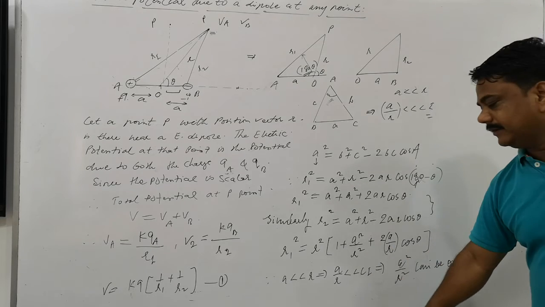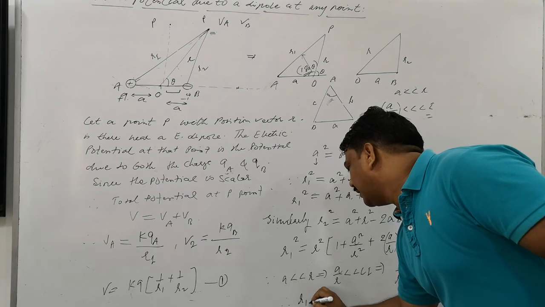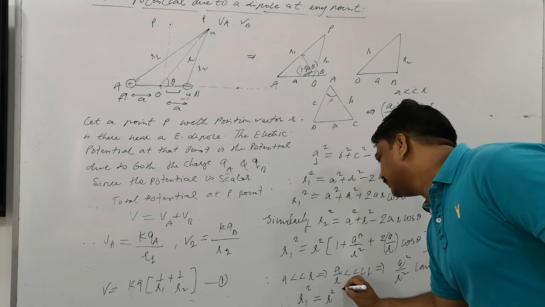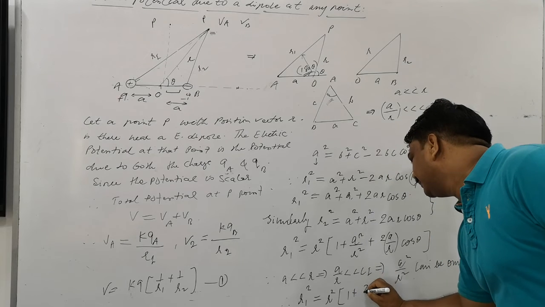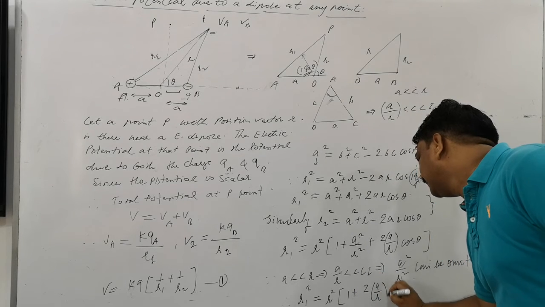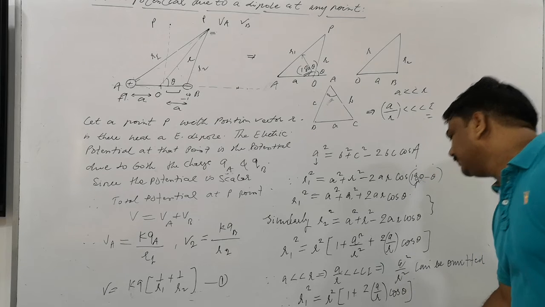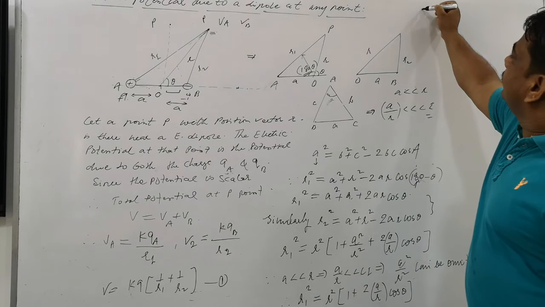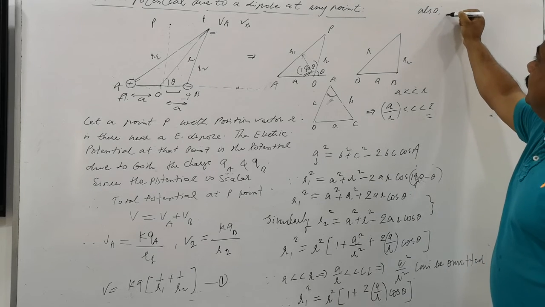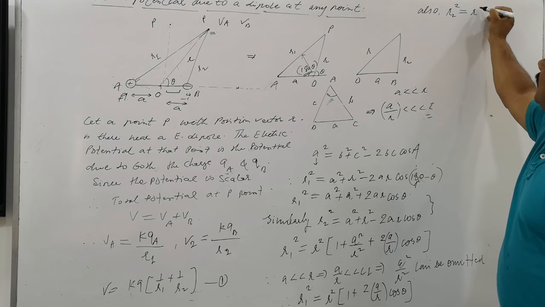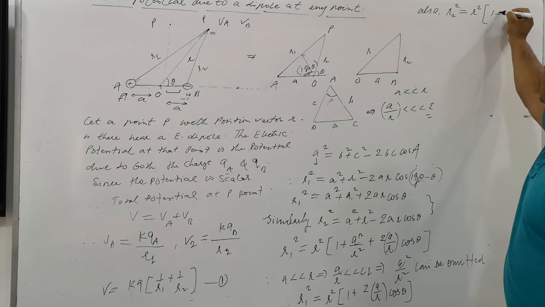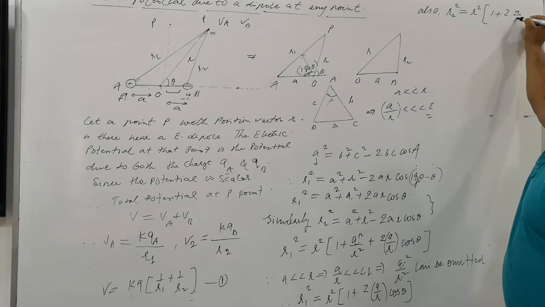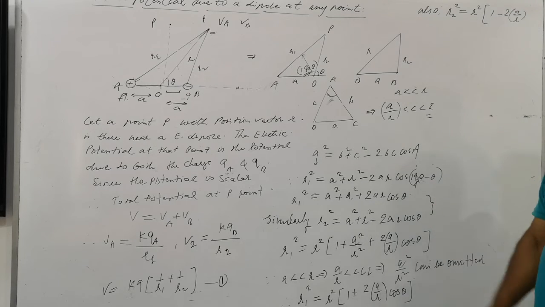So the expression will be, therefore, r1 squared is equal to r squared and 1 plus, this can be ignored, twice a by r, and cosine of theta. You may see this. And also you can write the second equation. What will be? r2 squared is equal to r squared and in parenthesis 1 plus twice a by r, here minus will occur. Is that clear? Same as it is for this equation, and cosine of theta. You may see this.